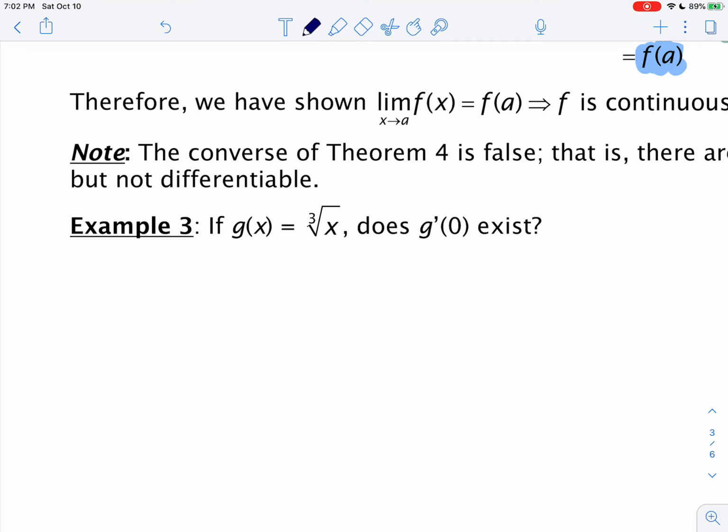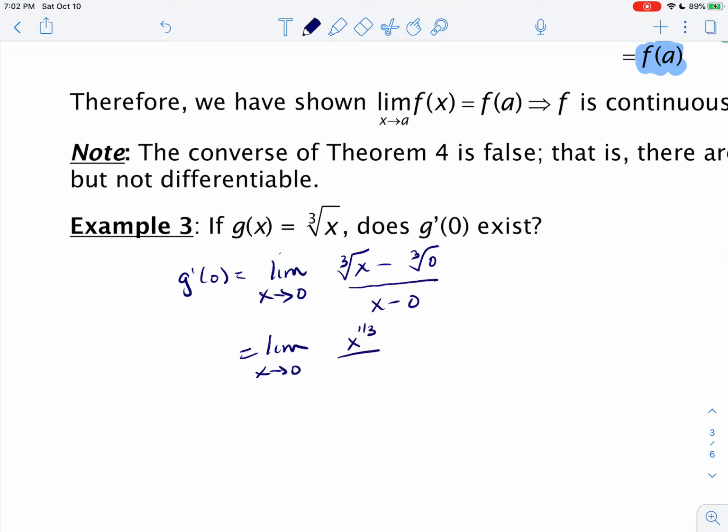Okay, it says, does g prime of 0 exist? So I'm just going to calculate g prime of 0. I'm going to say g prime of 0 is going to be the limit as x approaches 0 of the cube root of x minus the cube root of 0 over x minus 0. And that's going to give me the limit as x goes to 0 of x to the 1/3 over x. And I can say that that is going to be the limit as x goes to 0 of x to the 1/3 minus 1, just using the rule x to the a over x to the b is equal to x to the a minus b.